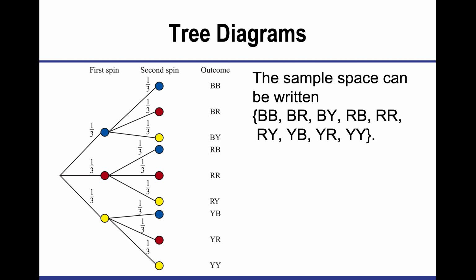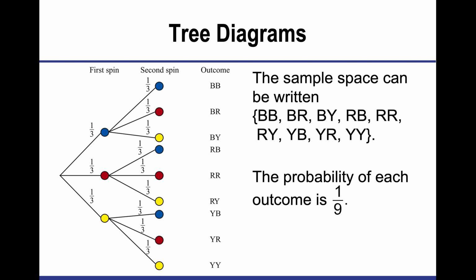If I look at those outcomes, I can then write my sample space out, and I've got a nice visual look at what that sample space would be. So the probability of each one of those outcomes happening would be 1 out of 9, because there's 9 possible outcomes, and the probability of one of them happening would be 1.